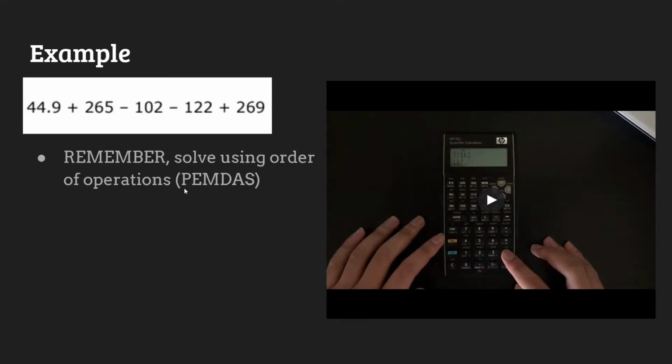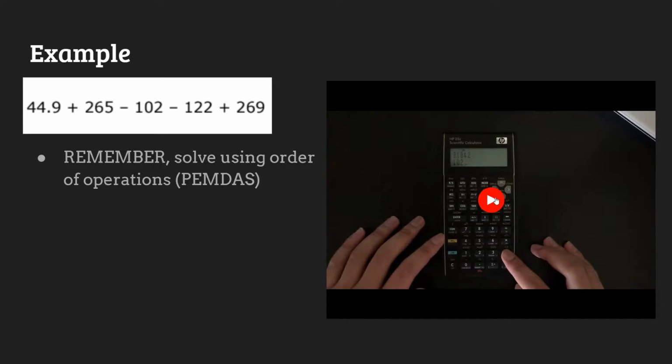So, remember to solve using order of operations. I was taught PEMDAS, however, if you were taught something else, as long as it's order of operations, it does apply. Also, something I want to mention is to solve from left to right. So I will start from 44.9 and then end at 269. And whenever we get to fractions, you will solve from top to bottom, or numerator to denominator.